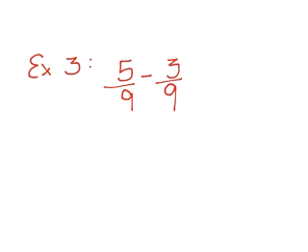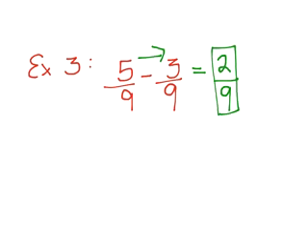Let's go ahead and show you the next example, guys. We have 5/9 minus 3/9. We have the same denominator, so this should be an easy example. I keep the same denominator, and I go ahead and do the top. 5 minus 3 gives me 2/9. I would see if I can simplify this. In this case, 2 and 9 are not divisible by the same number, so I'm going to go ahead and keep it as 2/9.